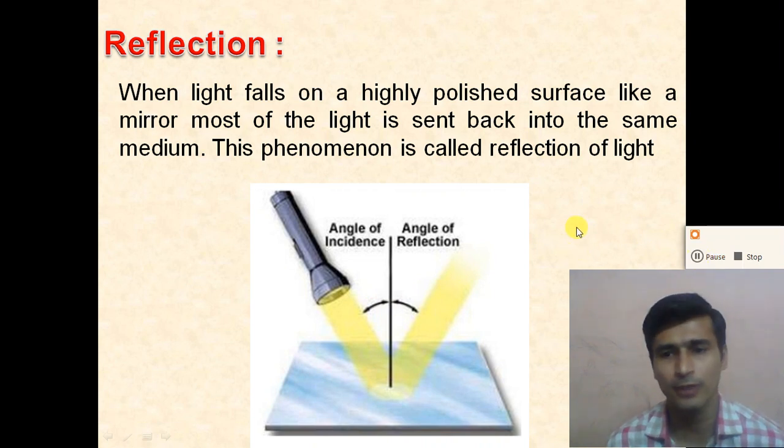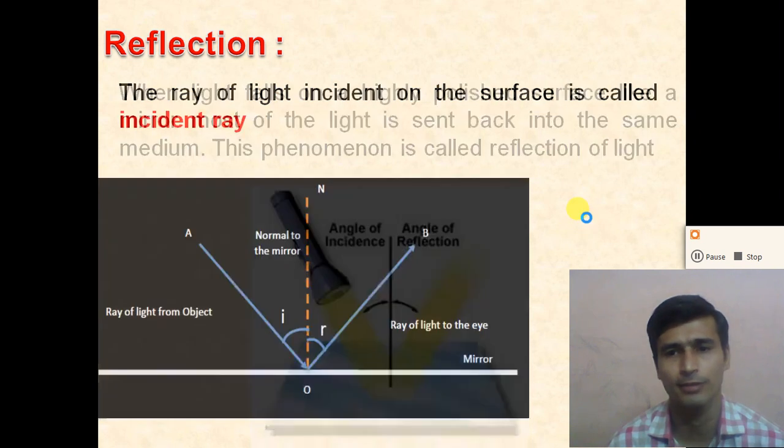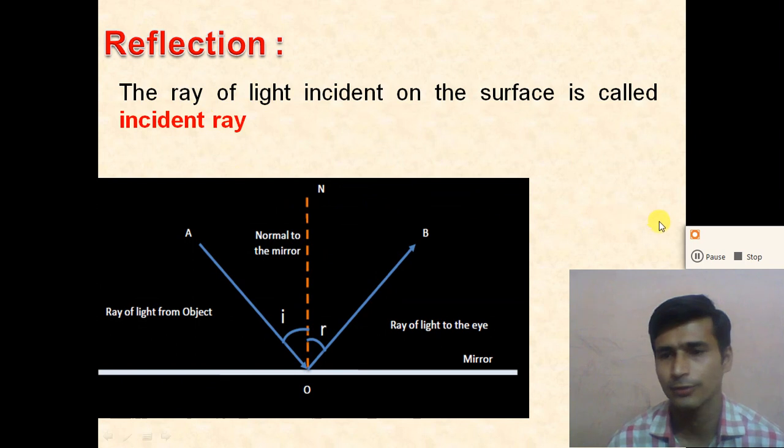So before understanding more about the reflection of light, we must understand some basic terms regarding the reflection of light. The first term regarding the reflection of light is the incident ray. What do you mean by the incident ray? The ray of light incident on the surface is called the incident ray. The rays of light falling on the smooth polished surface are called the incident rays.